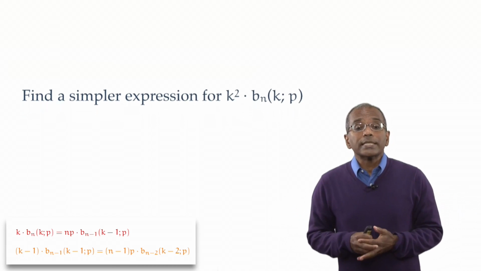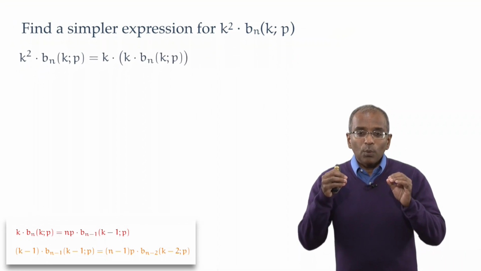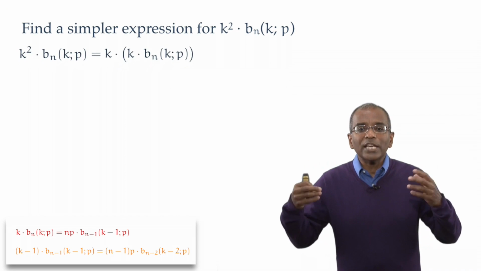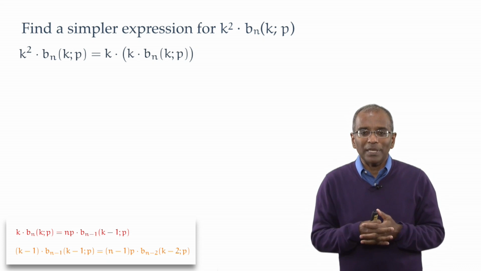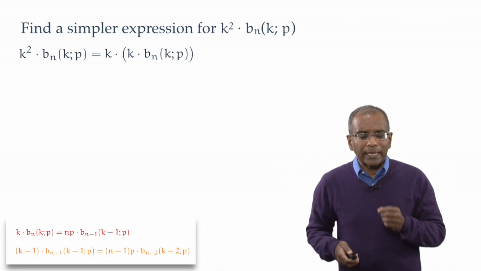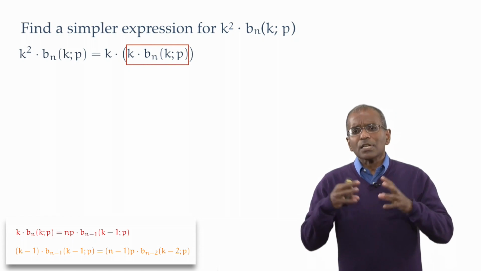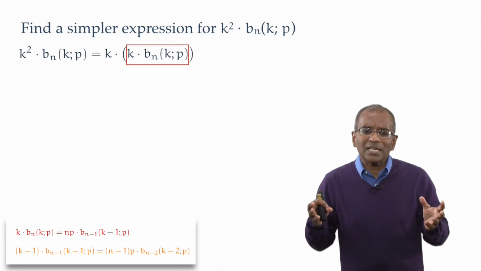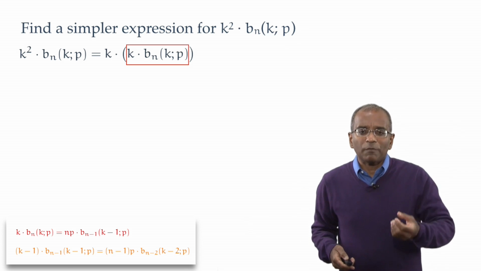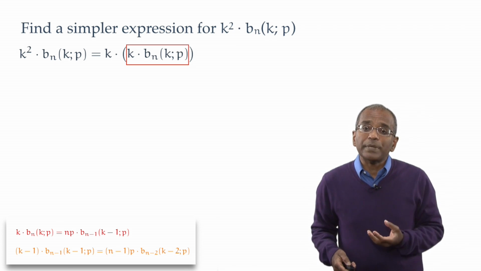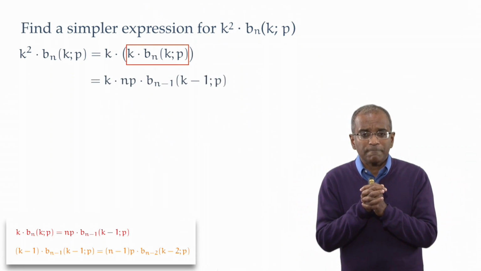So let us begin by writing down an expression for k squared times bn of k with this observation in mind, by factoring k squared as k times k. Let's group one of the two k's with the binomial probability and keep the other k outside the round brackets. Now, take a look at the expression inside the round brackets. Does that look familiar? Of course it does. This is indeed our basic binomial identity. Replace k times bn of k by np times bn minus 1 of k minus 1, and now we've got a new expression on the right.